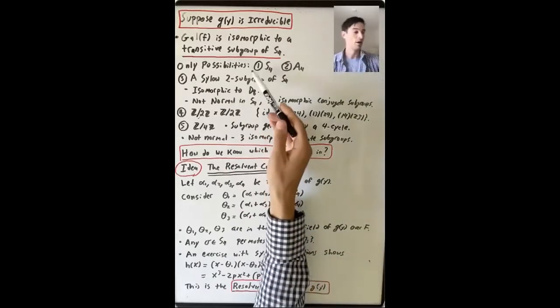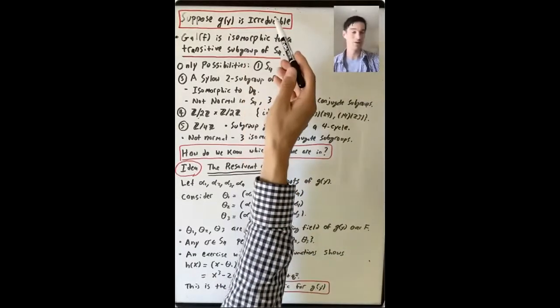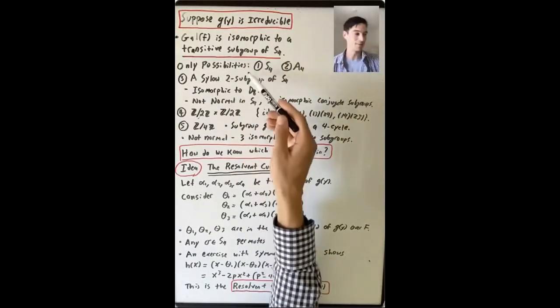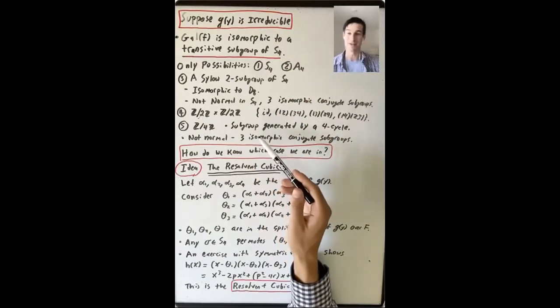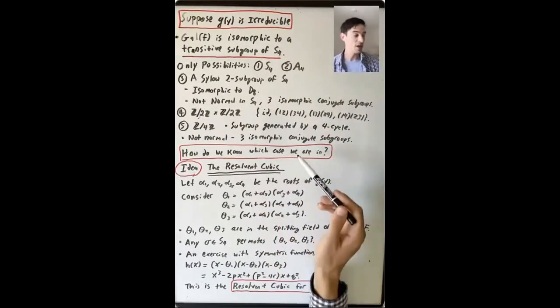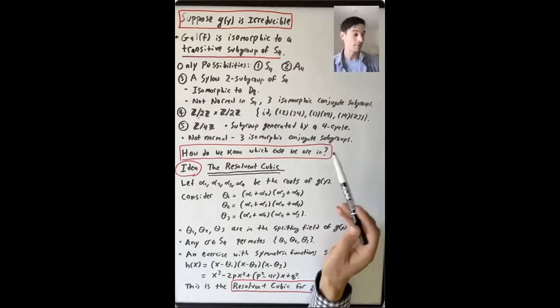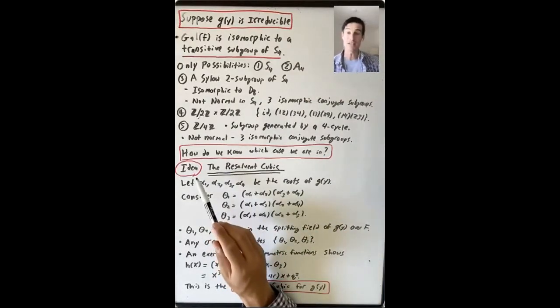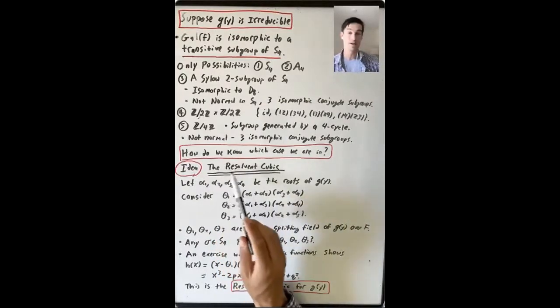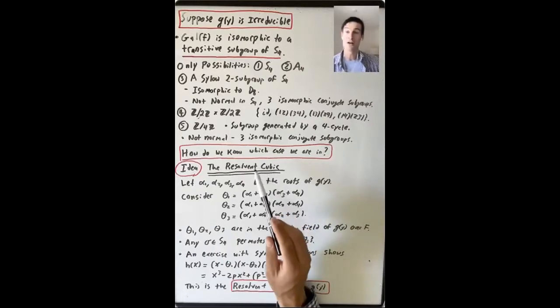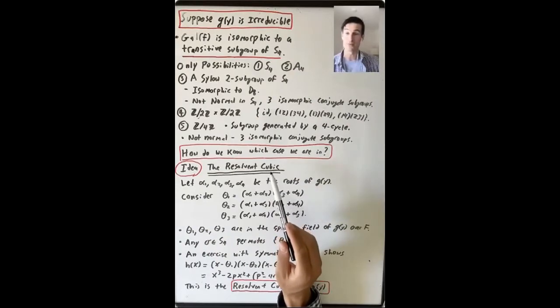Okay, so if we have our irreducible quartic, we know the Galois group is isomorphic to one of these 5 possibilities. How do we know which case we're in? There's one big idea that you should remember, which is that associated to each irreducible quartic polynomial g of y, there is another related polynomial called the resolvent cubic. We're going to describe the resolvent cubic in terms of its roots.